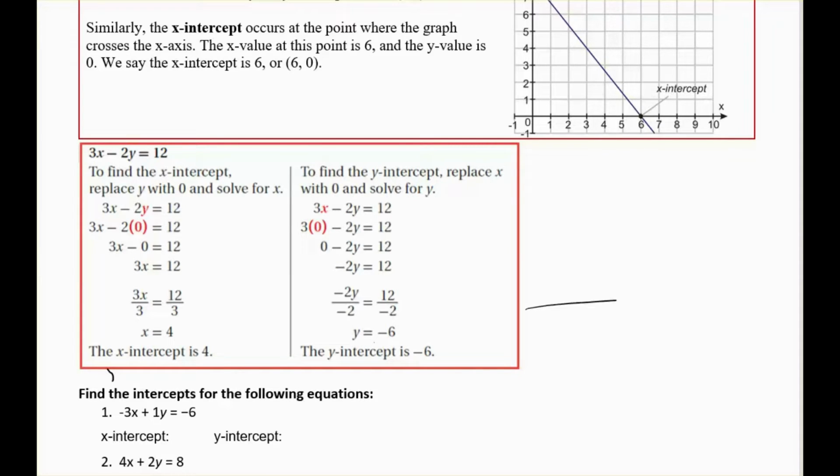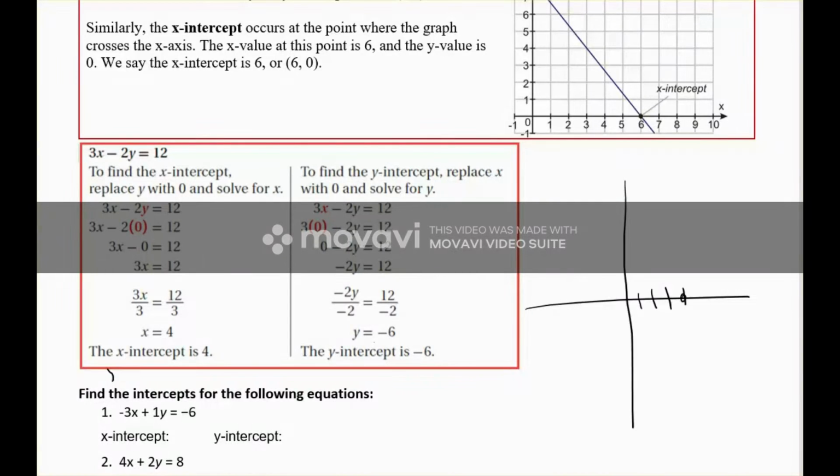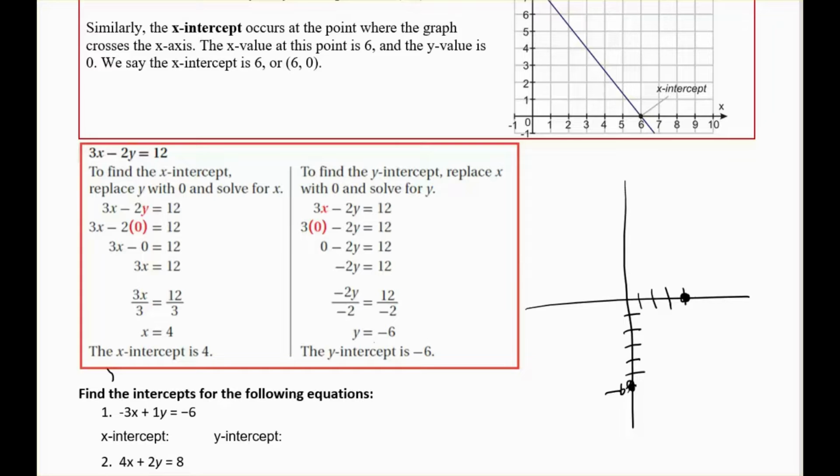So if we are going to graph that on an xy axis, the x-intercept is 4. You could put a point there. You could put another point at the y-intercept, 1, 2, 3, 4, 5, negative 6 would be here. And then you can draw a line through those points and connect them. That's a good way to draw the graph of a line.